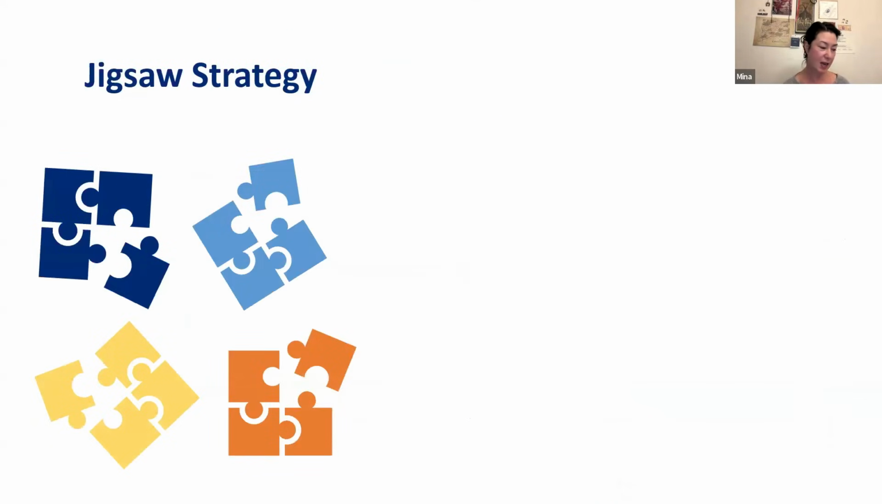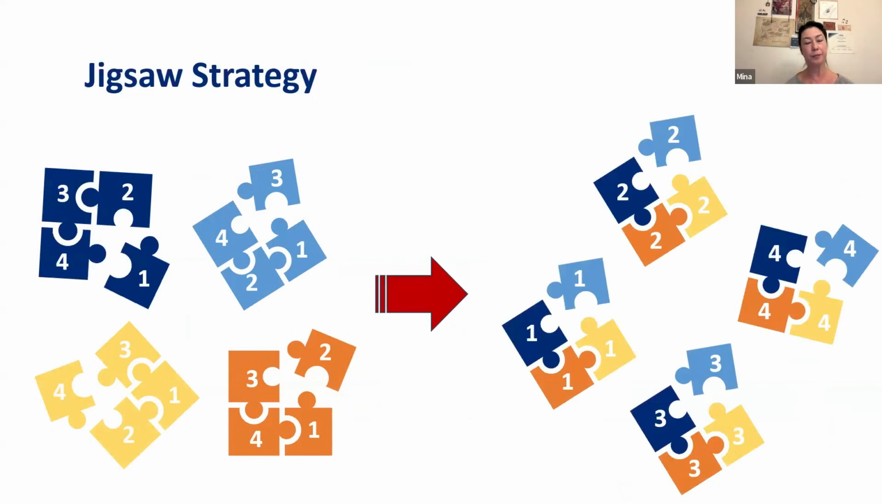So instead, I'm going to use a jigsaw strategy. Some of you may know this strategy from reading activities. I'm going to use it here. What I will do is number off each member of the group, 1, 2, 3, 4. Then I'll have all the ones work together, all the twos work together, all the threes work together, and all the fours work together. So it will look something like this.